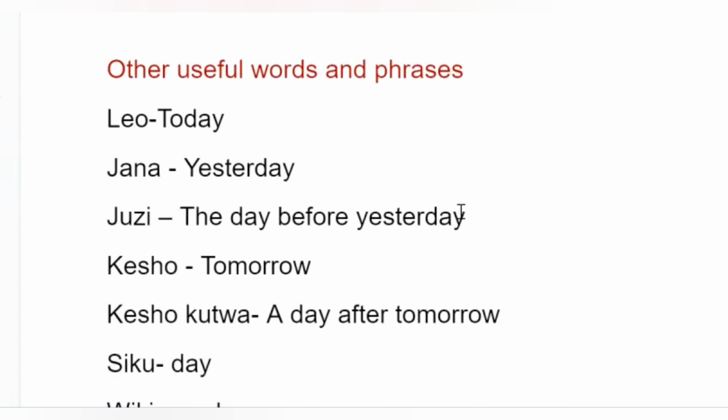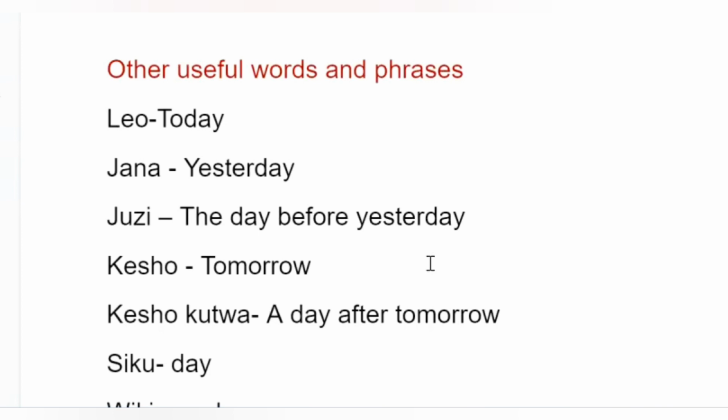Next, we are having other useful words that you need to know. For example, if you want to say today, we say leo. What about yesterday? Jana, yesterday. And we also have the day before yesterday. What do I mean with this? For example, today is Tuesday, so the day before yesterday was Monday, we are talking about Sunday. In Swahili, we have a word for that, juzi, when referring to the day before yesterday.